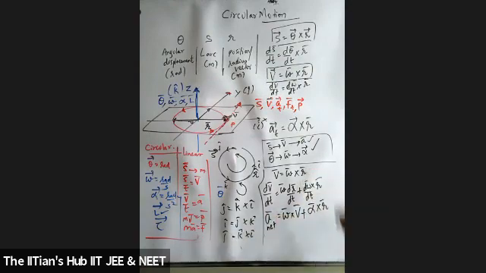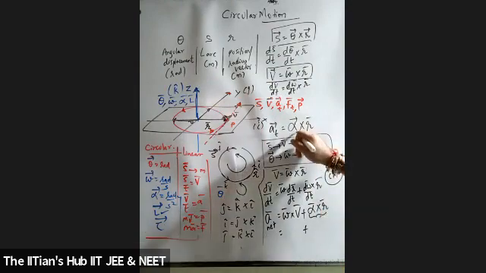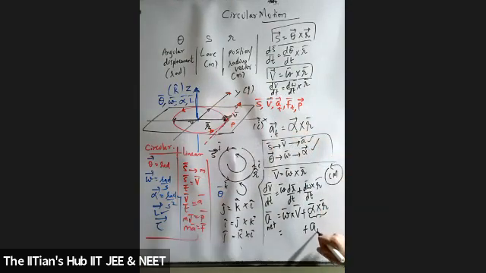And students, for a body performing circular motion, how many accelerations is the body possessing? So the body is possessing two accelerations. Students, one is acceleration tangential, and the other one is acceleration centripetal or acceleration radial. So students, when a body is performing non-uniform circular motion, the body will always have two accelerations: centripetal and tangential.